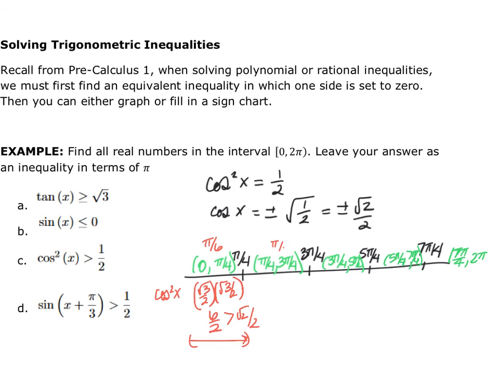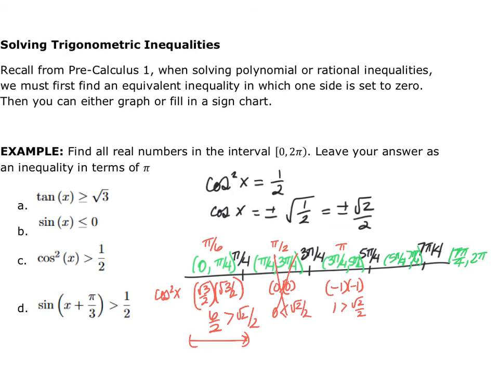In the next interval, I'm going to choose pi over 2 because it's the easiest. Well, the cosine of pi over 2 is 0. 0 multiplied by 0 is clearly less than the square root of 2 over 2, so we know that's not part of the solution. I'm going to choose something between 3 pi over 4 and 5 pi over 4. Let's choose an easy one, pi. So that is negative 1 multiplied by negative 1, which is 1. And 1 is larger than the square root of 2 over 2. So that's part of my solution.